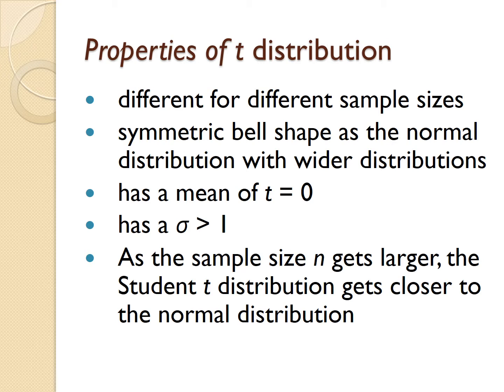The student t-distribution has a mean of t equal to 0, just as the standard normal distribution has a mean of z equal to 0. The standard deviation of the student t-distribution varies with sample sizes and is greater than 1. This is unlike the standard normal distribution, which has a variance or standard deviation of 1. As the sample size n gets larger, the student's t-distribution gets closer to normal distribution.